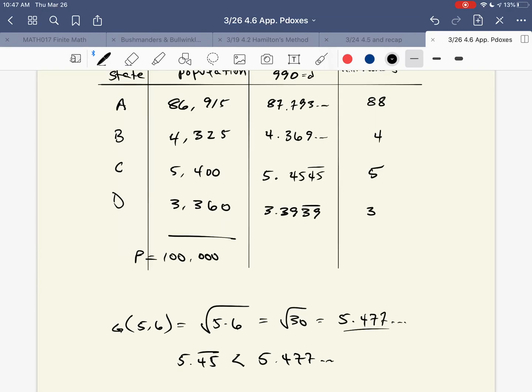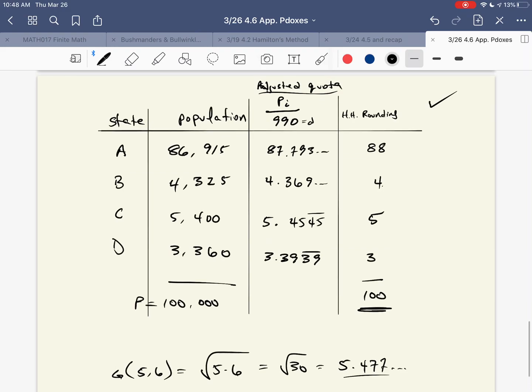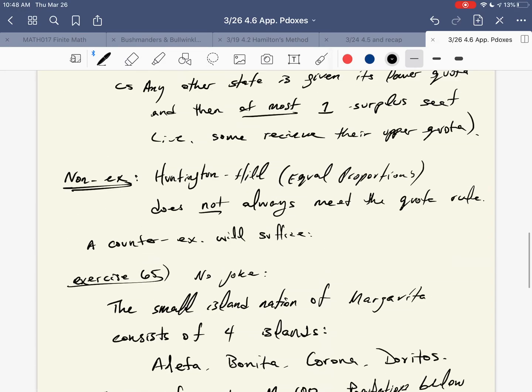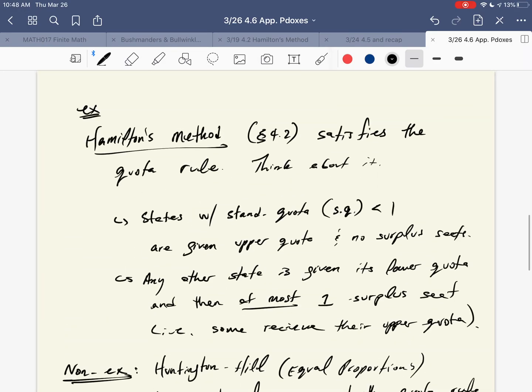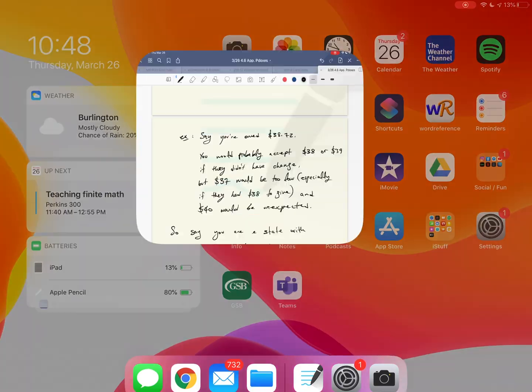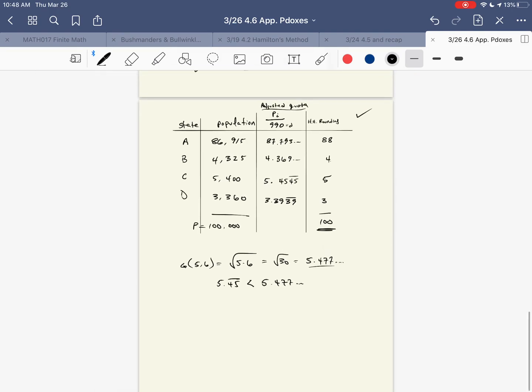And what happens now? Now we have 5, and 3 makes 8, and 4 makes 12, and 88 makes 100. Perfect. So we have apportioned all 100 seats, and this works. Good. So this works. But what was it that I was talking about? Remember that this was all supposed to contradict the quota rule. Oops. So how does this contradict the quota rule?